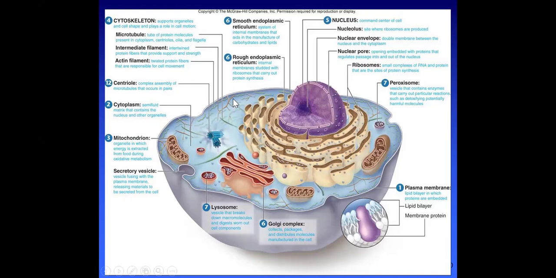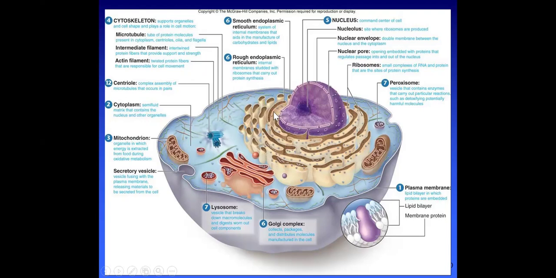Mostly they are present in pairs, and these different substances are part of the cytoskeleton, which supports the organelles and maintains the shape of the cell. They also play a very critical role in the mobility of the cell. They can be the microtubules, intermediate filaments, and the actin filaments. The actin filaments are twisted protein fibers that are responsible for cell movement, while microtubules are tubes of protein molecules present in the cytoplasm, centrioles, cilia, and flagella.